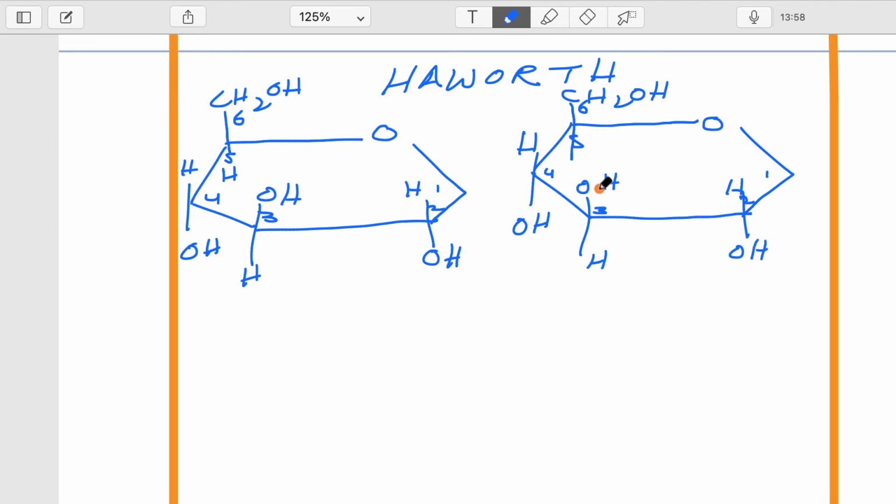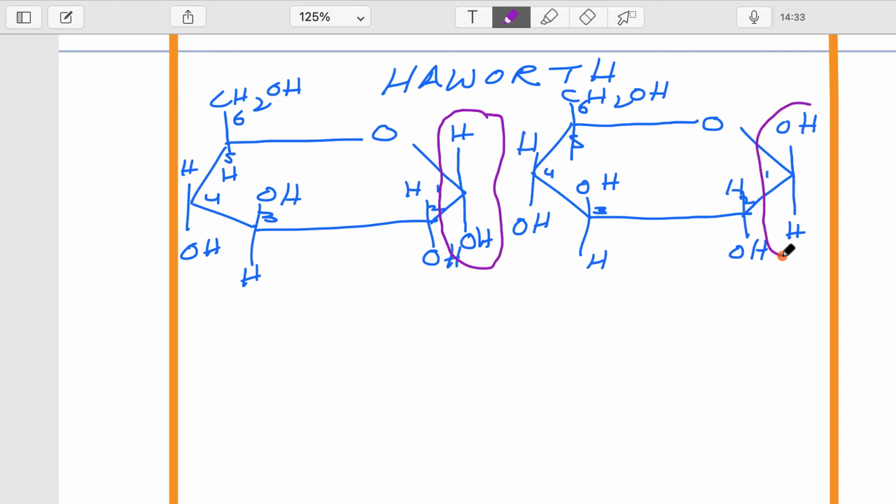The first carbon. Let me see the first carbon. When I talk about the first carbon, what is the configuration around this one and this one? See the change in the configuration. Here OH and here H, and here it is H and it is OH. Just to make it more clear, observe the configuration around these.